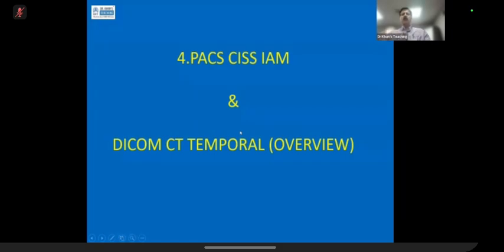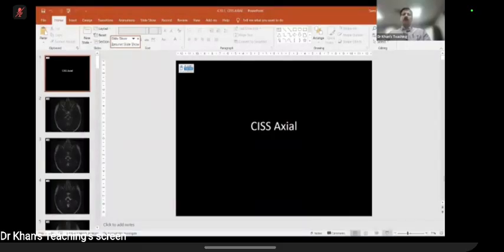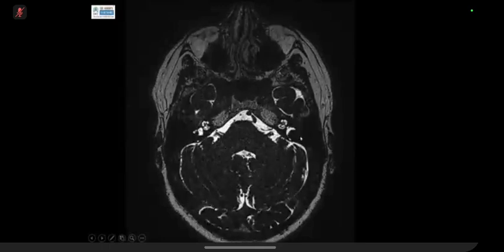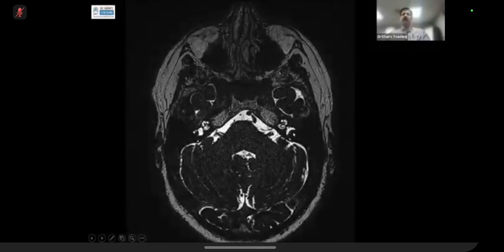Now, with this background, we are going to conclude the anatomy by seeing a CISS IAM and then a DICOM of the temporal bone. We will repeat a few things, and this will consolidate everything. So let's go for a CISS axial sequence of the IAM. Candidate 2, can you see the CISS sequence? Yes, sir. Okay.